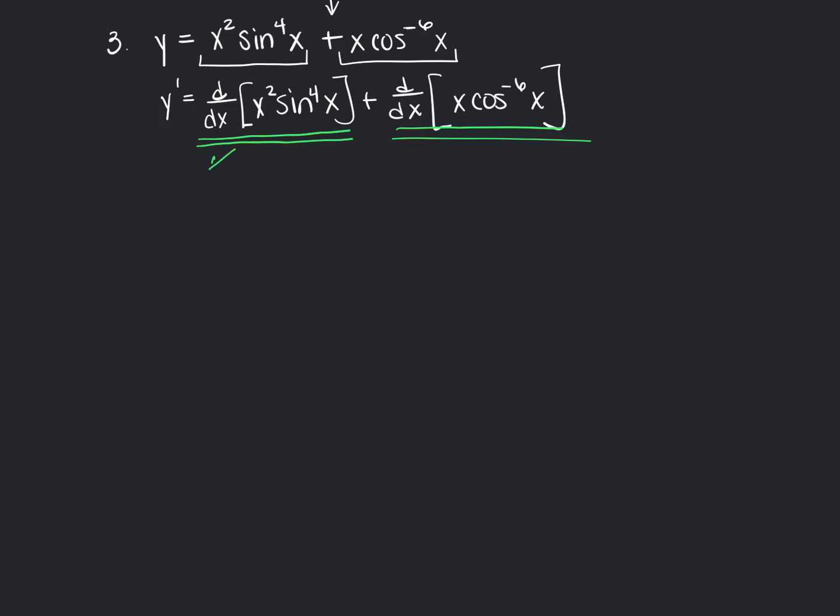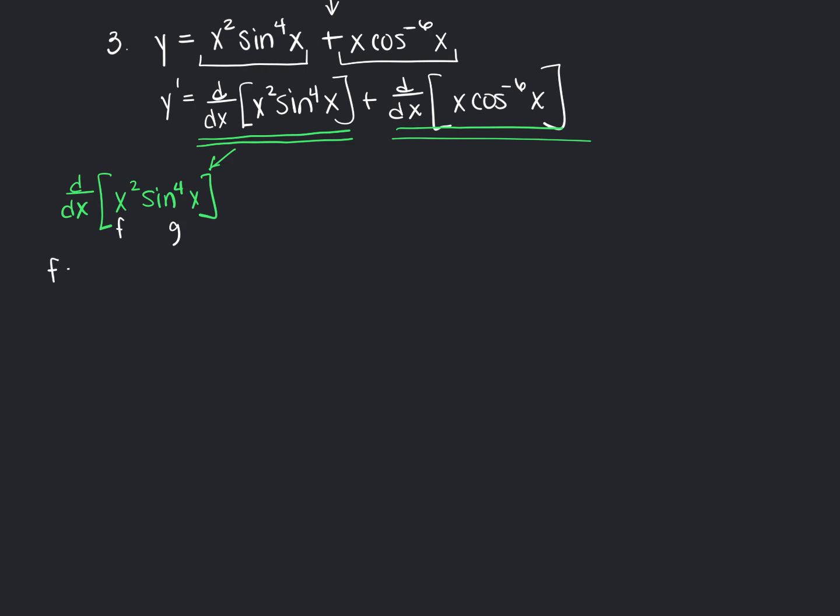So for this first one, if I'm taking the derivative, let me give myself some space here. If I'm taking the derivative of x squared sine to the fourth x, okay, that is a product rule, where x squared is my first and sine to the fourth x is my second, okay? And so it's going to take a little bit of work to figure out what these are.